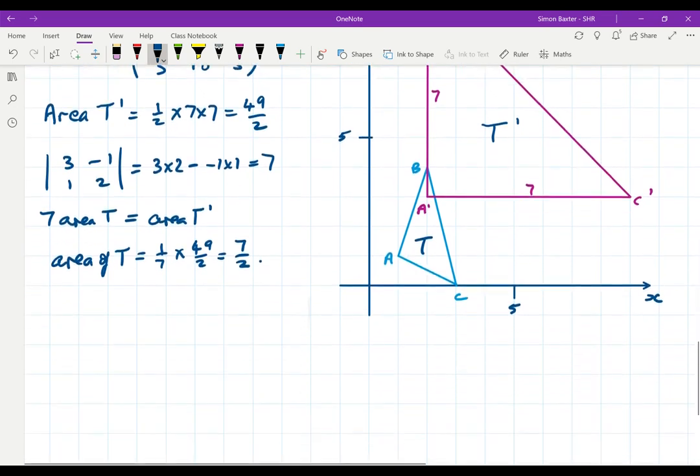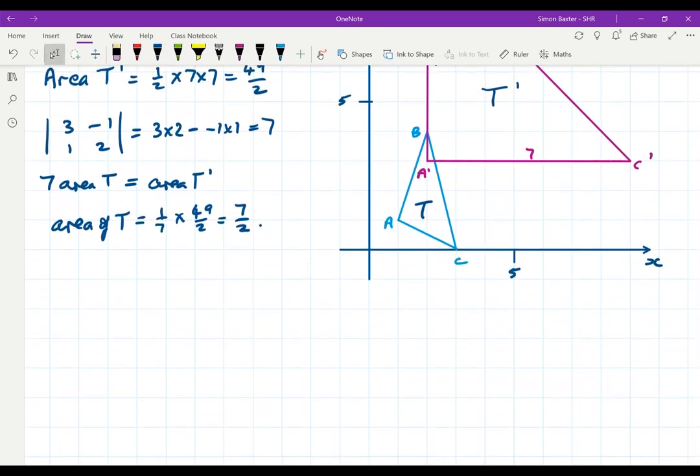You can find more about the area and the determinant in your textbook FP1 on pages 101 to 103.